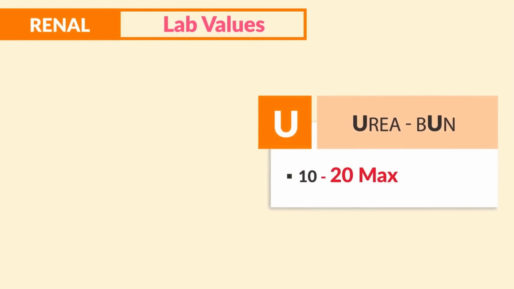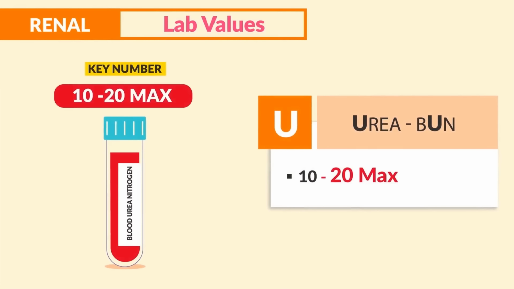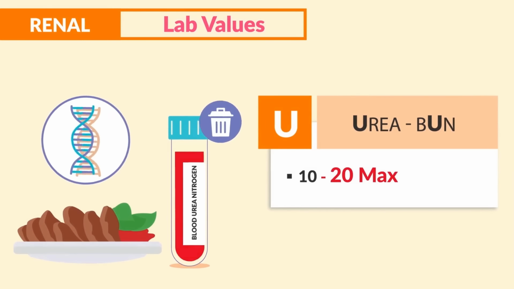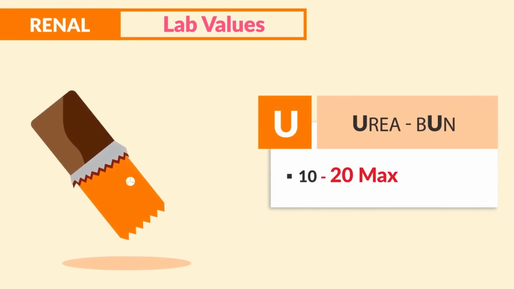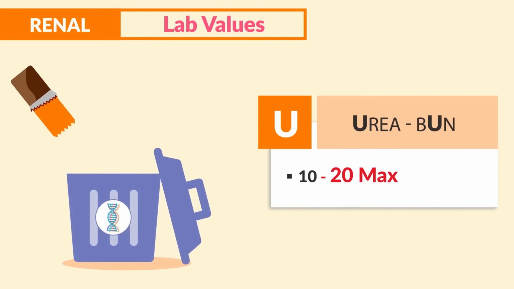Now U is for urea, that BUN, blood urea nitrogen. The key number to know for exams is 10 to 20 maximum. Now this is a byproduct of protein waste after the body consumes the nutrients it needs from protein, which I call the protein bar wrapper, since it's basically the trash that the body needs to toss out.